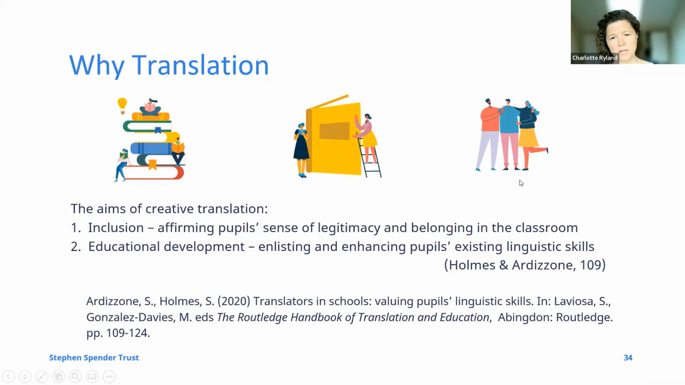So to finish, if you're interested in the underpinnings of this work, Sam Holmes and Sarah Ardizzone originally developed Translation Nation and the Stephen Spender Trust's original work with schools. They've written about this in a chapter that you can see on the screen. It talks about inclusion and educational development as the key principles and aims of creative translation, enlisting and enhancing people's existing linguistic skills. It's a really fantastic way of thinking about it.